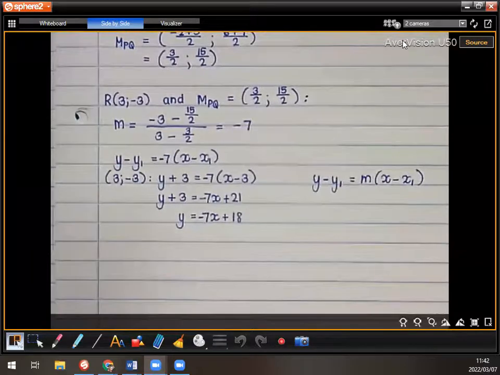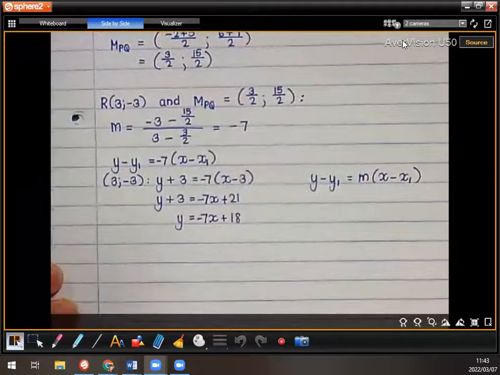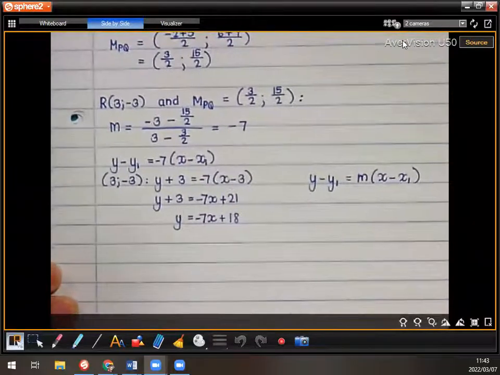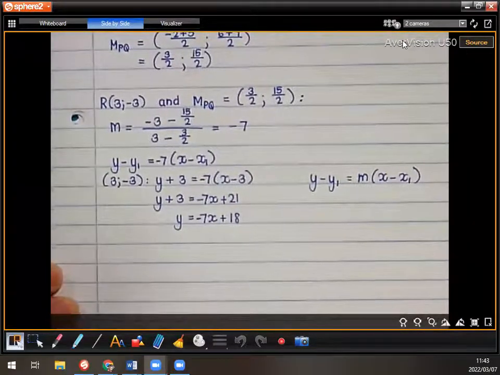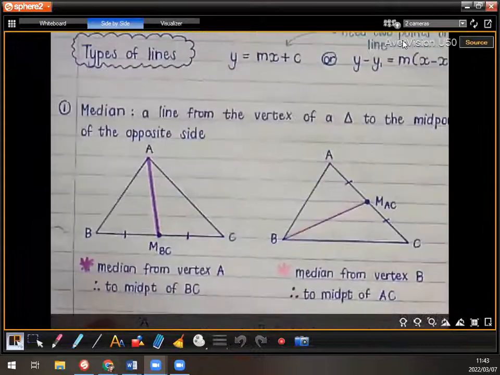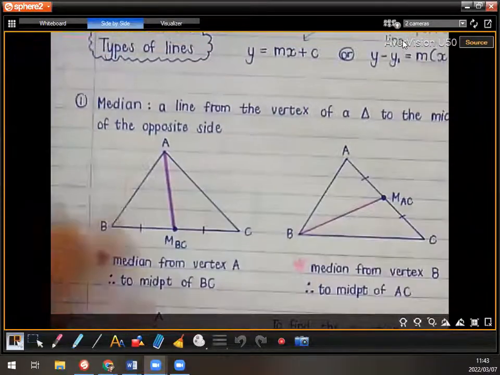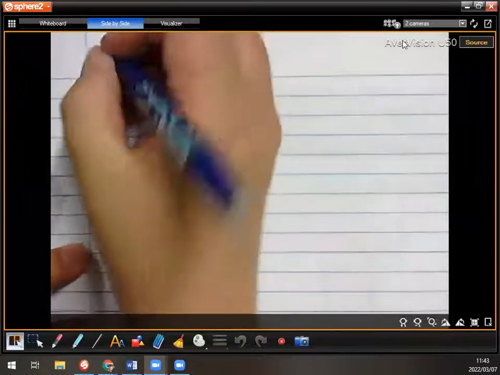We are at number three, so we've done the median. Today we're going to do the altitude or the height. All right, so the first heading, we just wrote types of lines, right? And then we said number one was the median. So maybe rule off after this. And then we can just write types of lines continued, and then write a note on the altitude.